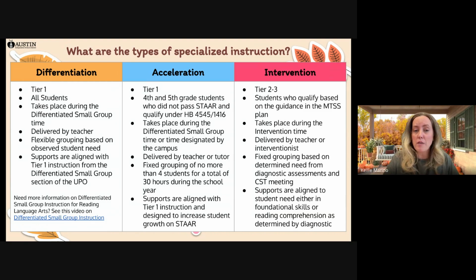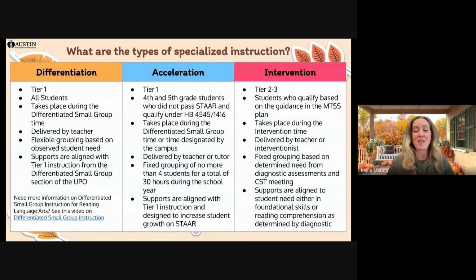The second type of specialized instruction that we find in upper elementary is acceleration. This is also a tier 1 level support. It is only for 4th and 5th grade students who did not pass STAR and qualify under House Bill 4545-1416. It also takes place during the differentiated small group time or in a time designated by the campus, because sometimes you have like a tutoring time or summer school sometimes can count as this. It can be delivered by the teacher or a tutor.